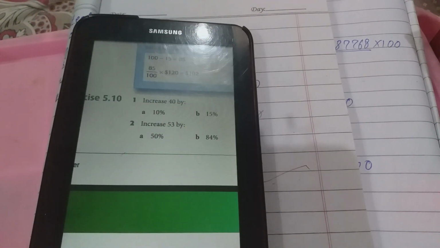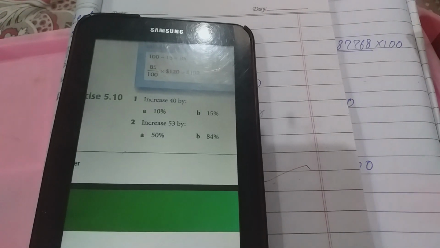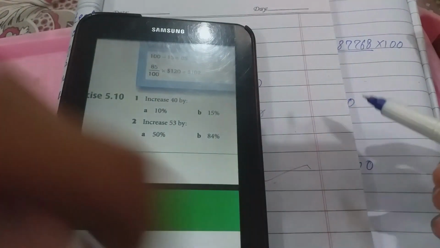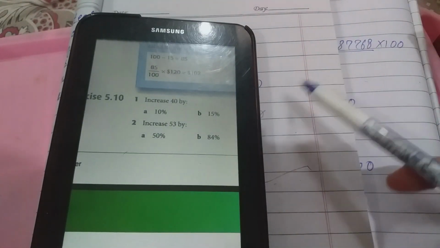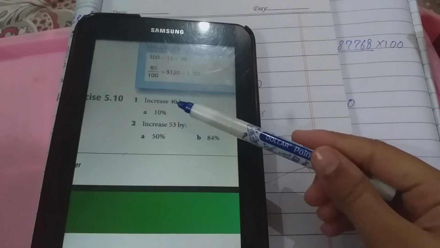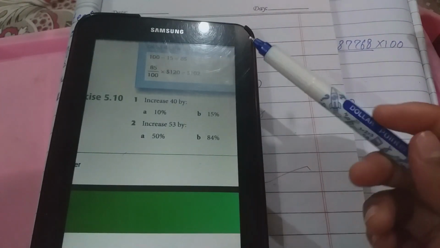So in the previous video we did exercise 5.9, in which we came to know how to find the percentage decrease and percentage increase of any number. So in this video we are going to do exercise 5.10. The thing is the same, but there's a little difference. The difference is that in the previous video the value decreased or increased and we needed to find that percentage. But here they have given us the percentage, and we will be increasing or decreasing that number.